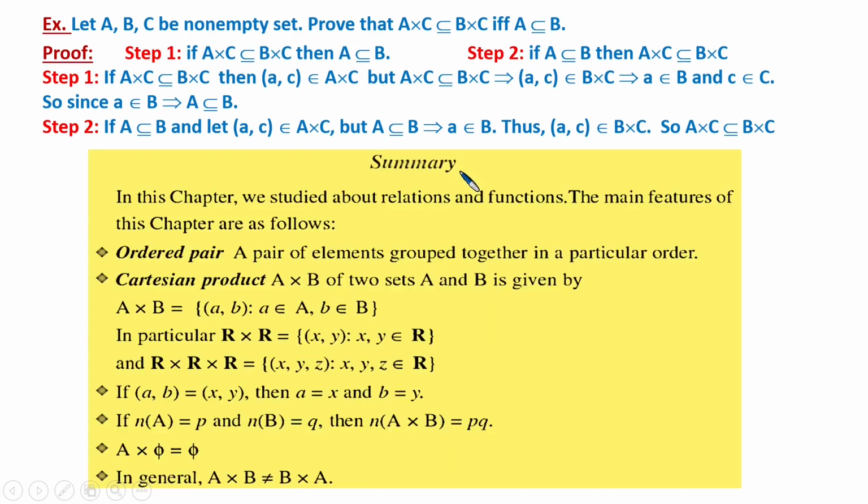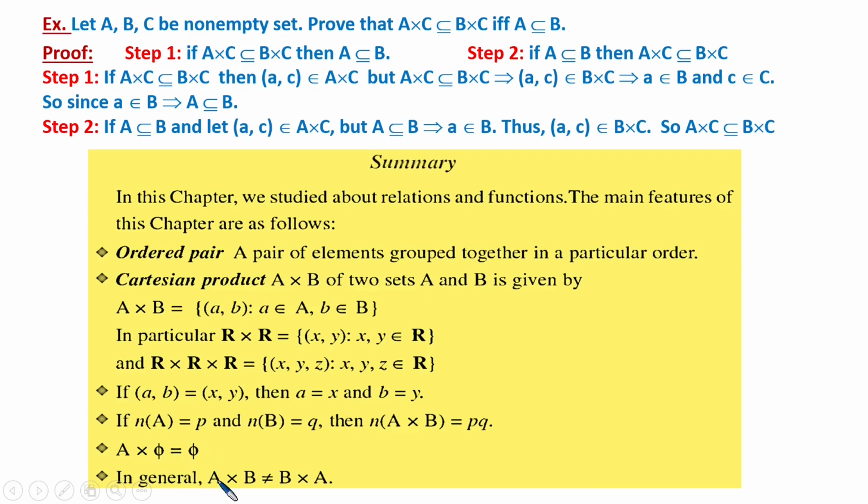I think I will finish here, but before finishing completely, I would like to tell what we have covered. So here is a summary. Again, I have just cut and pasted from your book to save my time. So we have discussed in this chapter what is an ordered pair, what is a Cartesian product. Then we have also said that if the number of elements in A is P and the number of elements in B is Q, then the number of elements in A cross B is P into Q. So this we have discussed. And A cross phi is a null set.